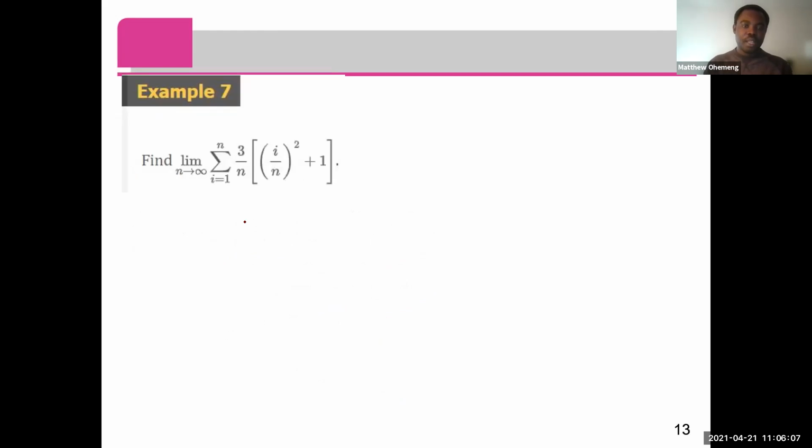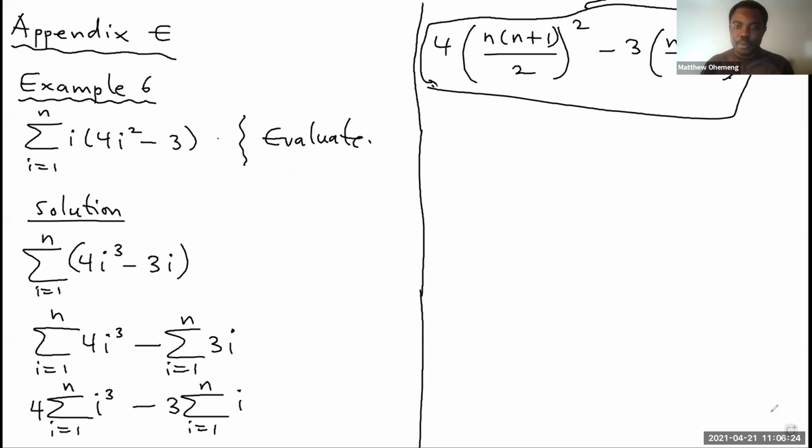Okay. Now, let's look at another example. Now, you see this limit pop up in chapter 5. So for now, let's learn how to evaluate this limit. When you have a limit of a sum, how do you take it? So I'm going to do this example 7. It will pop up in chapter 5, right? So let's do this limit of sums. So let me move to a new whiteboard.